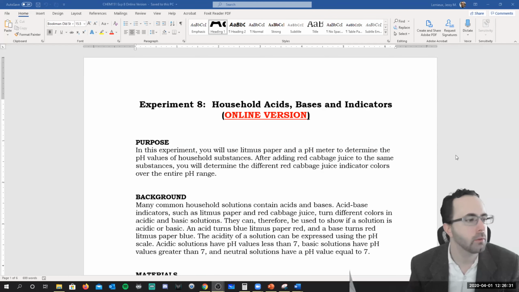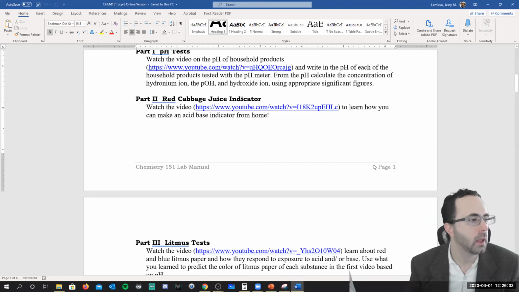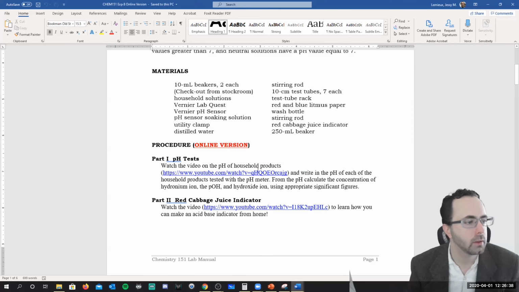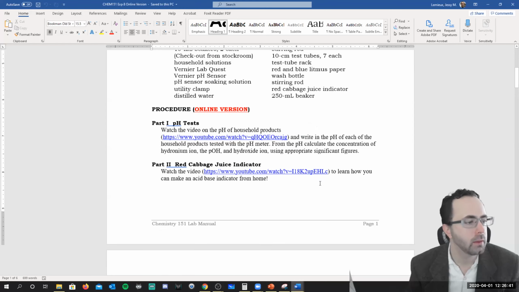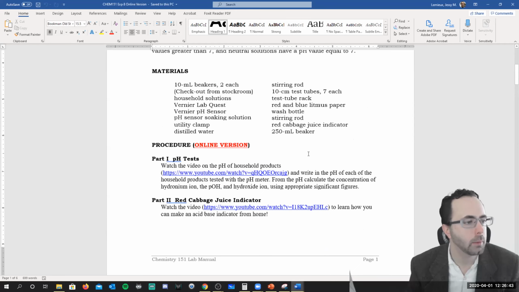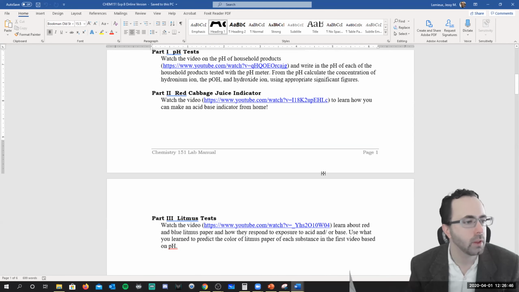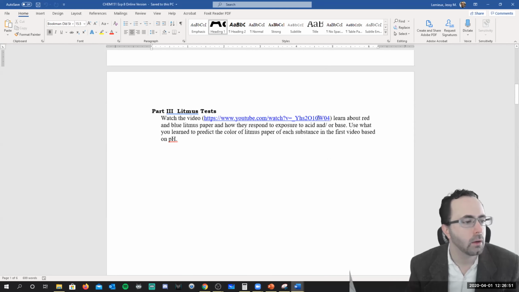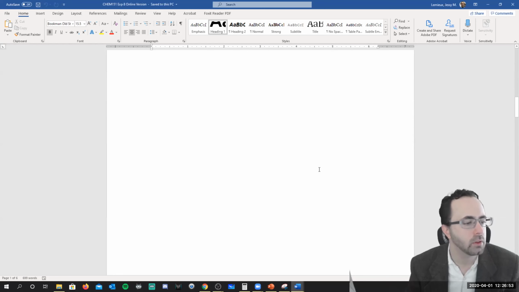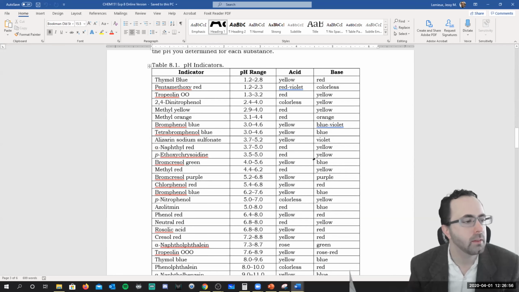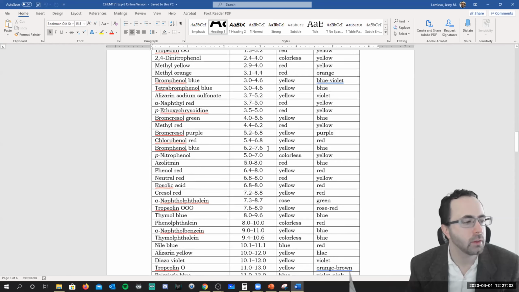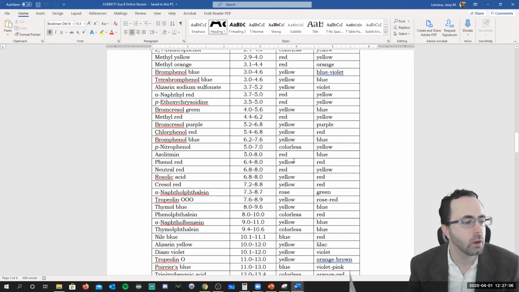Experiment 8 involves a number of videos that you watch. So testing for pH. You were going to use a pH meter in here to test for things. So this is just a video showing test. This is a video about how to make the red cabbage juice indicator, which we had available in the lab. You can actually make this at home to test these things if you like. And also this is a video showing about how to use litmus paper. And this is a chart showing a lot of different pH indicators, for you to choose a pH indicator that would change colors close to the pH of the substance.